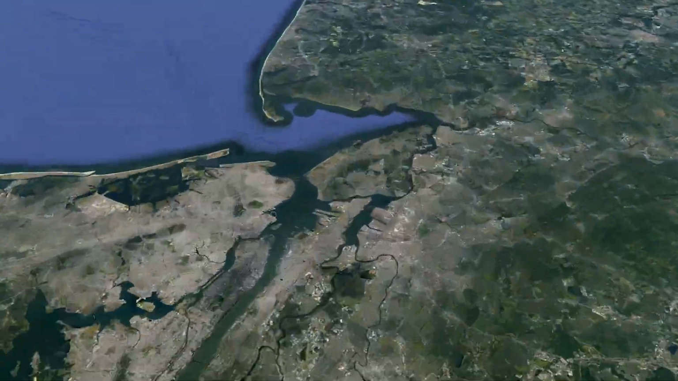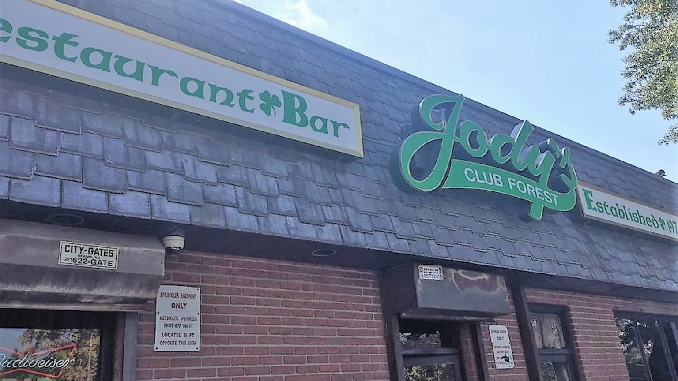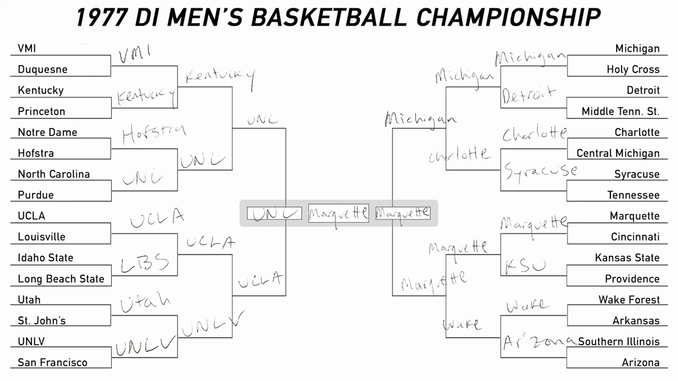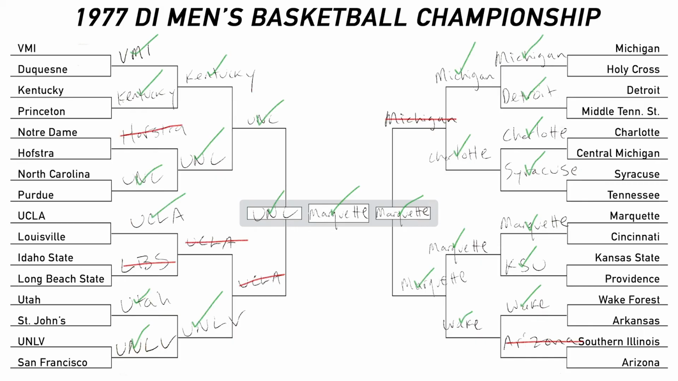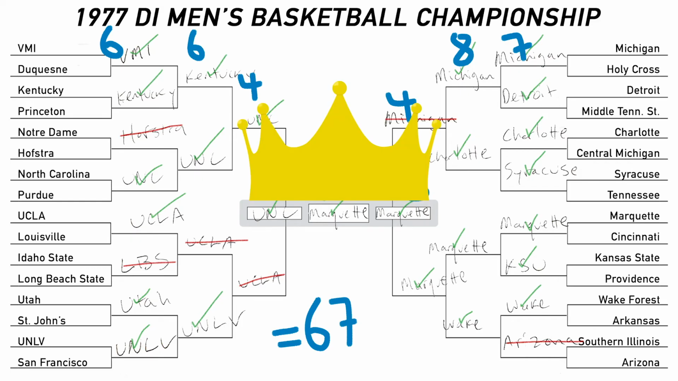And in 1977, 88 people gathered at a Staten Island bar called Jody's Club Forest with a novel idea. After the field for the 1977 tournament was announced, each person would fill out a blank bracket predicting who would win every single game of the tournament. Points would be awarded for correct picks, with the value increasing in later rounds, and whoever had the most points at the end of the tournament would win the pool.